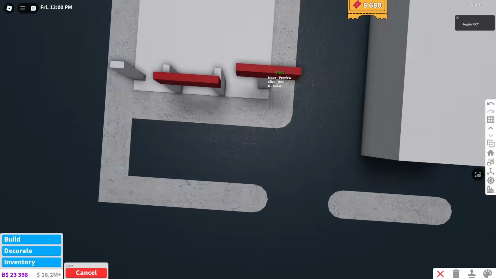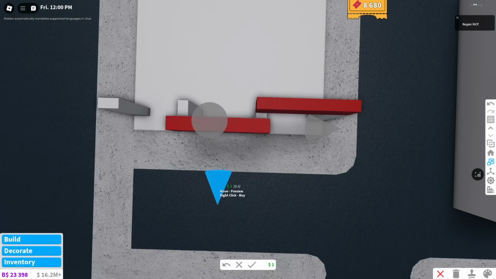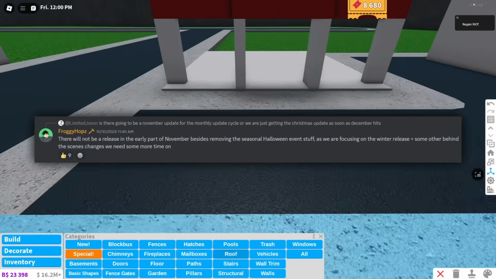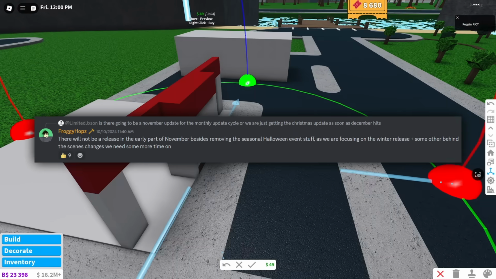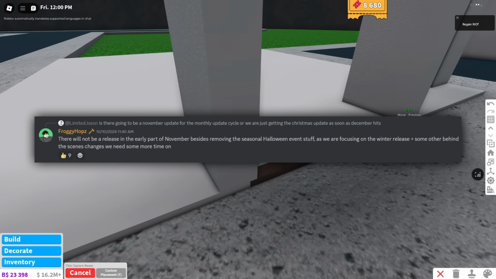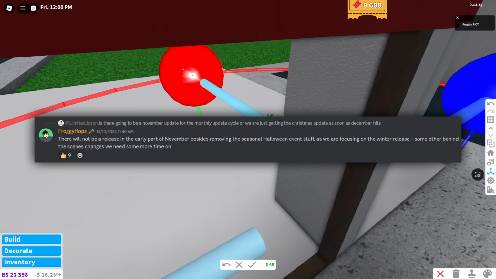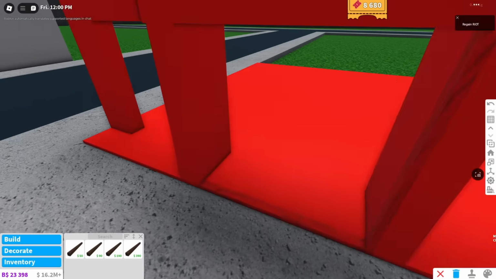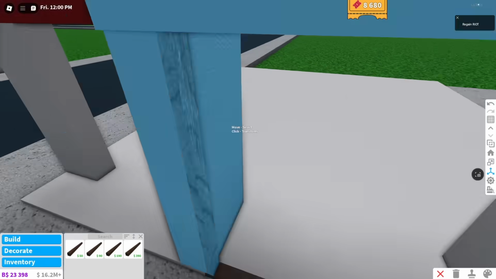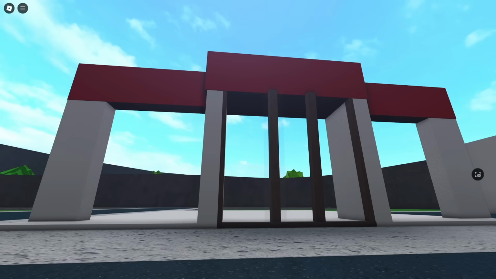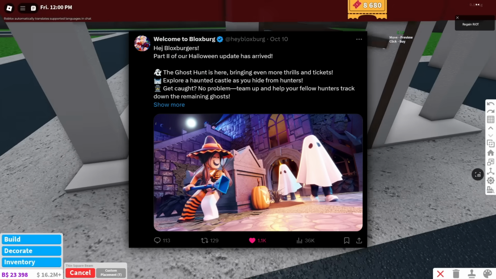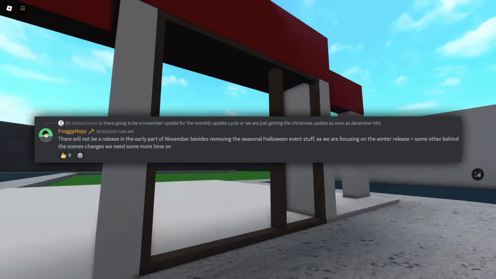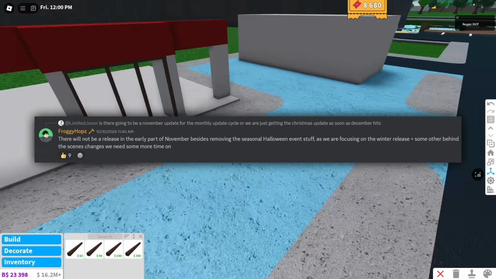With that being said, let's start with some pretty unfortunate news. In the official Bloxburg Discord server, Froggy sent this message, stating that there is not going to be any updates around the beginning of November except for removing items, locations, and decorations from the Halloween event, which is definitely a little upsetting because the last real update we got was on October 10th, and that was part 2 of the Halloween update. But if we read the second part of the message, Froggy said they are focusing on the winter update and behind the scenes changes.